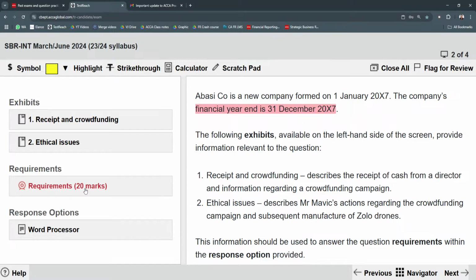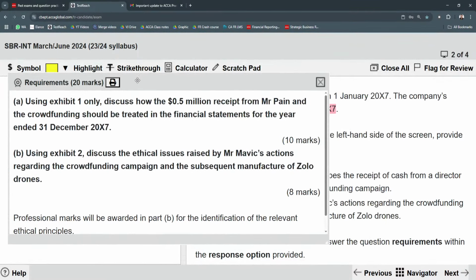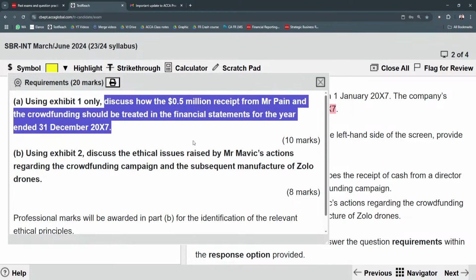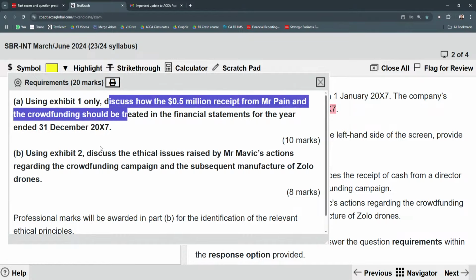Requirements: 20 marks, and out of these 20 marks there will be two questions. One question will be on an accounting issue and one question on an ethical issue. Let's see the requirements now. This is a question on an accounting issue, and this is a question on an ethical issue.